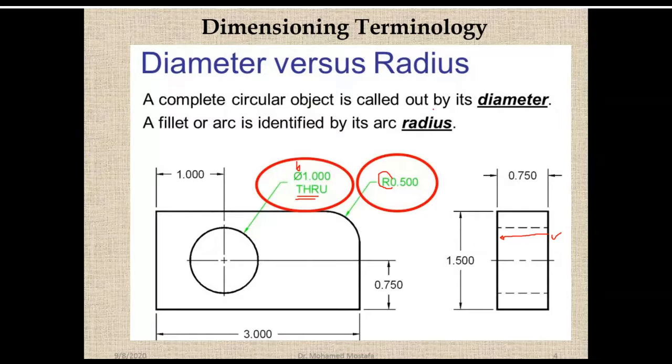A complete circle object is called out by a diameter. A fillet or arc is defined by its arc radius. It does not make sense to come to the arc and say phi equal to; for example here it's not accepted to say phi equal to 1.0 because this is not a full circle. But when it comes to a full circle, the 2 scenarios are accepted. Either you write down phi or you write down r 0.5. You got it?